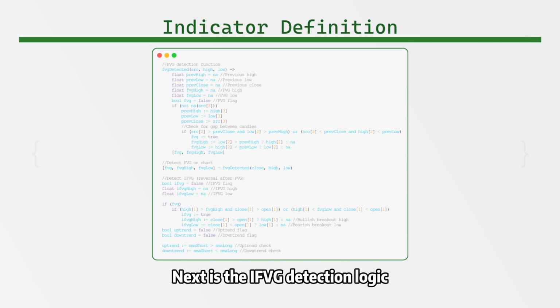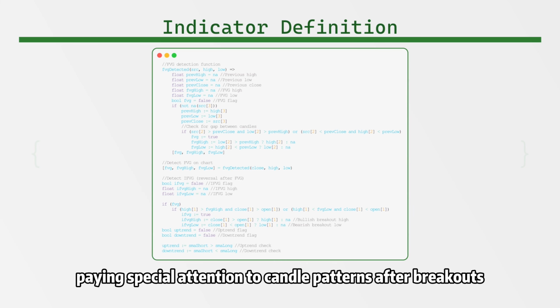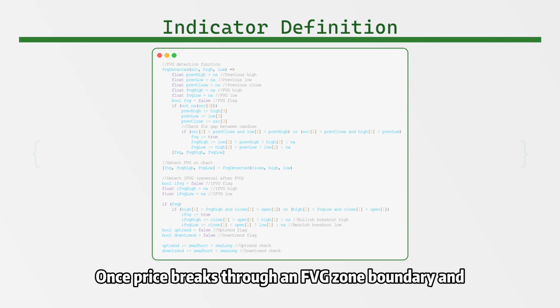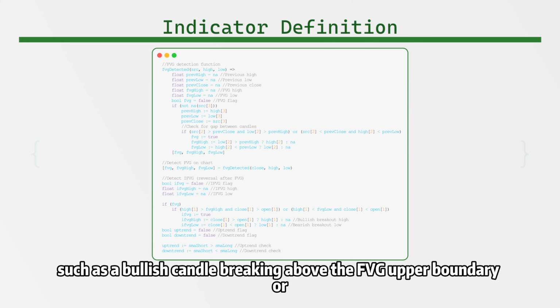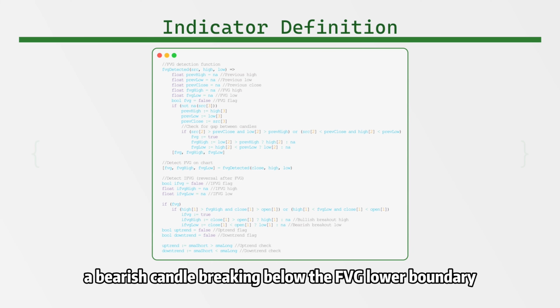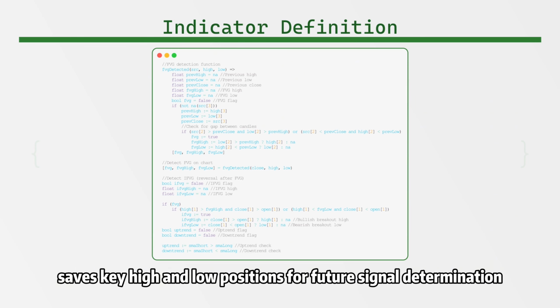Next is the IFVG detection logic. After detecting an FVG, the system continuously monitors price breakouts of the FVG zone, paying special attention to candle patterns after breakouts. Once price breaks through an FVG zone boundary and forms a signal confirming trend continuation, such as a bullish candle breaking above the FVG upper boundary, or a bearish candle breaking below the FVG lower boundary, the system records this IFVG signal and saves key high and low positions for future signal determination.